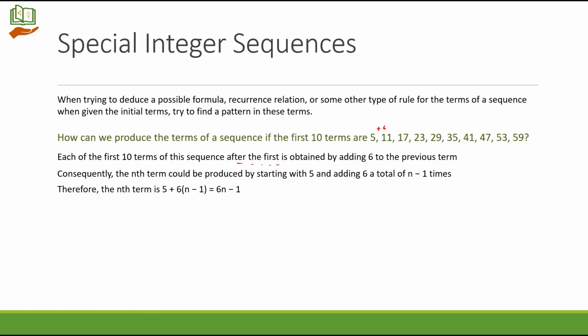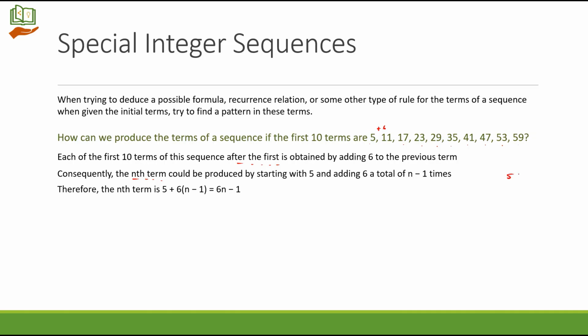Consequently, the nth term could be produced by starting with 5 and adding 6 a total of n minus 1 times. So how many times have they added 6? 1, 2, 3, 4, 5, 6, 7, 8, 9. 9 times they have added. So 9 into 6 will give 54. Along with 54, you have to add 5. Then you will get 59. That is what they say. You have to add 6 for n minus 1 times in order to find the nth term. Therefore, the nth term is given by 5 plus 6 into n minus 1.